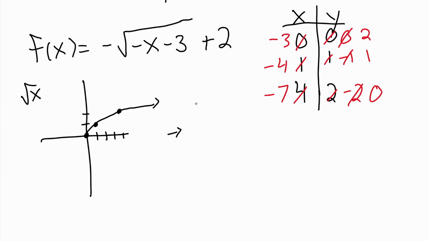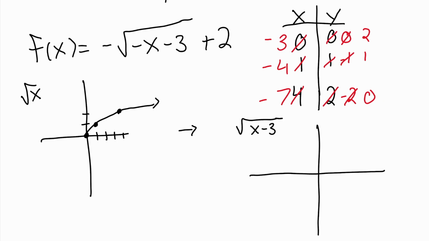Okay. And then we do the horizontal transformation by 3. So we have a horizontal shift 3 to the right. So that point at 0, 0 is now at 3, 0. That point at 1, 1 is now at 4, 1. And then the point at 4, 2 is now at 7, 2.